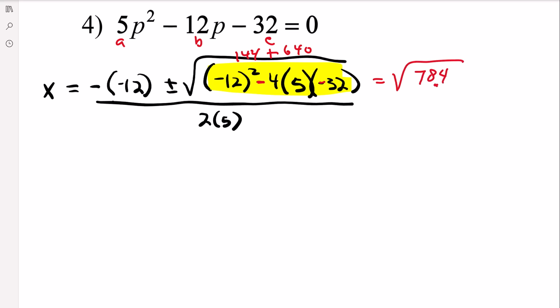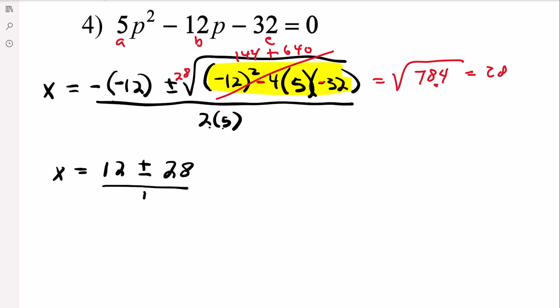First thing I'm going to do is see if 784 is a perfect square. So the square root of 784, it is. This is 28. So all of this will cancel to 28 right there. So x is equal to the opposite of negative 12, which is 12, plus and minus 28, all over 2 times 5, which is 10. Well, 12, 28, and 10 all have a 2 in common. So 12 divided by 2 is 6, 28 divided by 2 is 14, 10 divided by 2 is 5. So now we have it.